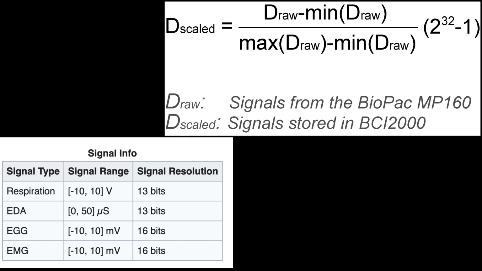Min is a minimum value of data. Max is the maximum value of data. For example, for the EDA signal, the min is 0 and the max is 50. For respiration, EGG, and EMG signals, the min is -10 and the max is 10.